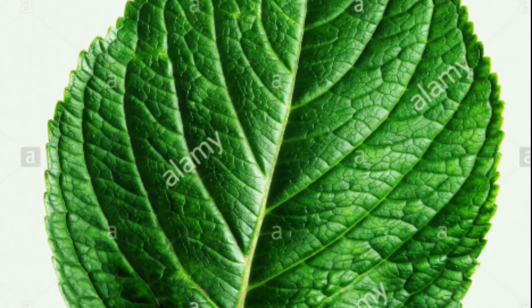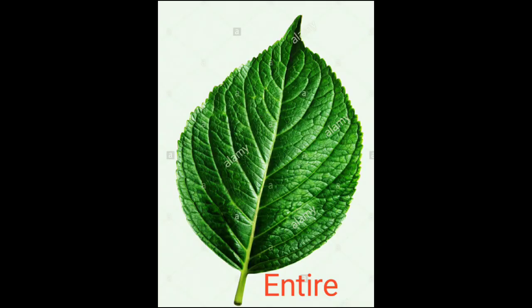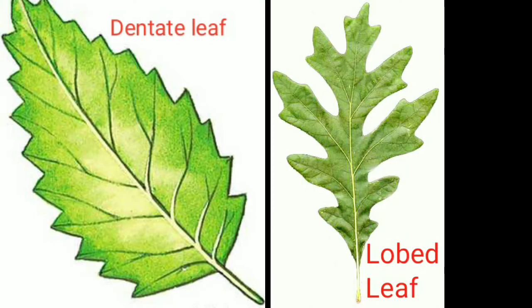The next topic is leaf. See this picture. Leaves grow from the nodes on a stem. Leaves are generally thin, flat, and green in color. The broad, spread out part of the leaf is called the leaf blade or lamina, and its edge is called the leaf margin. Leaf margins may be entire, dentate, or lobed.